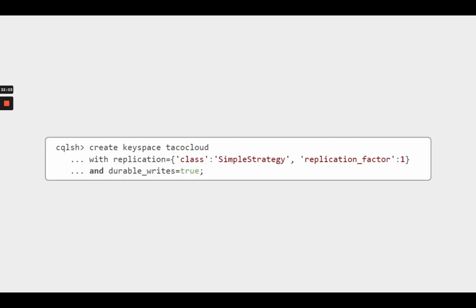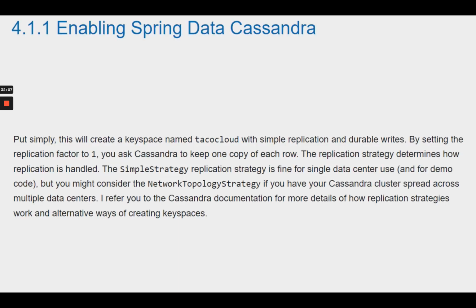When the shell is ready, use the create keyspace command like this. Put simply, this will create a key space named Taco Cloud with simple replication and durable writes. By setting the replication factor to 1, you ask Cassandra to keep one copy of each row. The replication strategy determines how replication is handled.